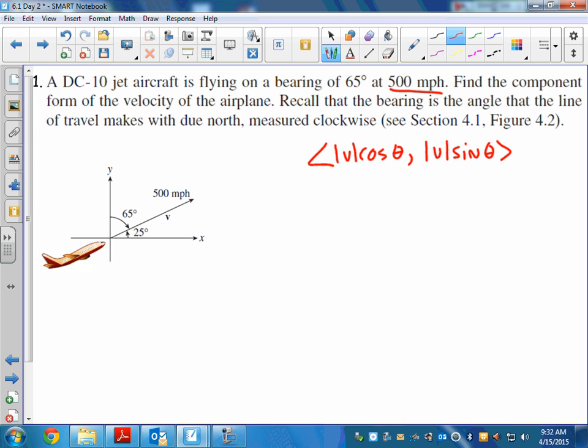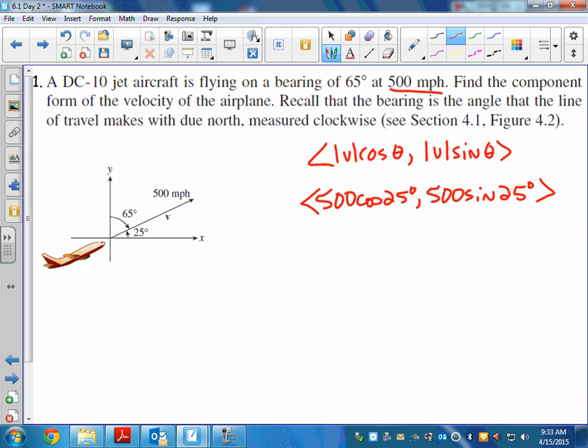But we're not going to use 65 degrees, we're going to do 25 degrees, and we're just going to use 500 as our magnitude, all right? Like it's 500 miles per hour. So we're going to just say 500 cosine of 25 degrees, 500 sine of 25 degrees. And again, using a calculator is how we're going to get our decimal answers here. Let me get mine out to make sure I get the same answer that I got there.